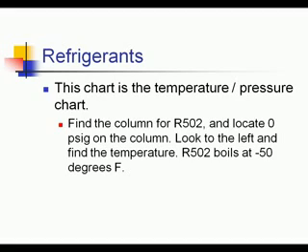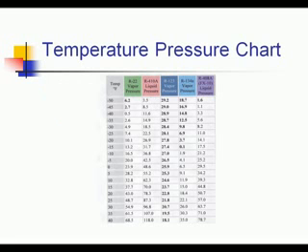So knowing the boiling point at 0, a chart can be created to show the boiling points at other pressures. This chart is called the temperature pressure chart, or TP chart. So when you're looking at a TP chart, find the column, for example, for 502, locate the 0 psig on the column, look to the left, and find the temperature that this refrigerant is boiling at. R502 boils at negative 50 degrees.